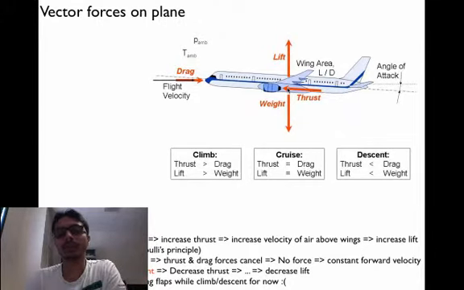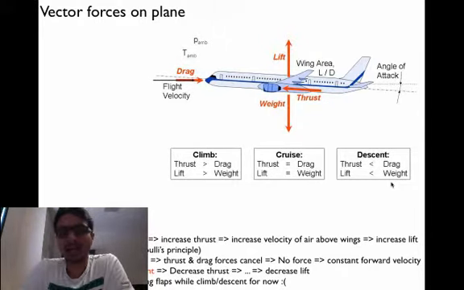While descending, the pilot decreases the thrust, hence the thrust is less than the drag. This causes the lift to be less than the weight, and the plane descends. We are ignoring flaps that are also used during climb and descent.